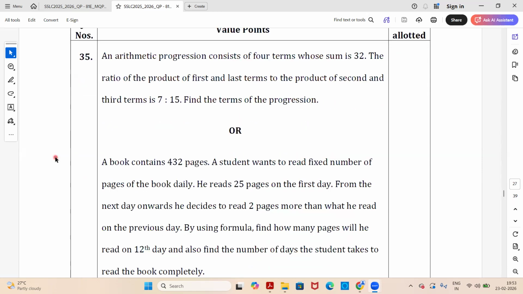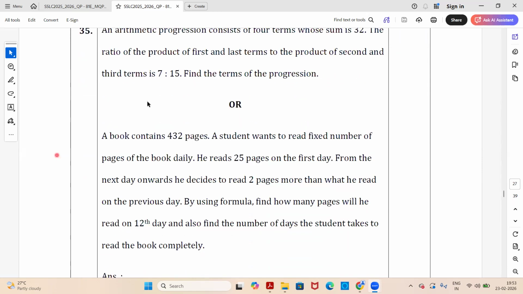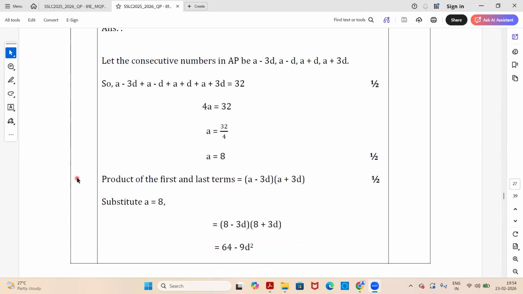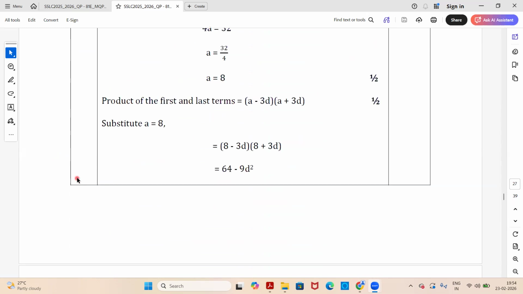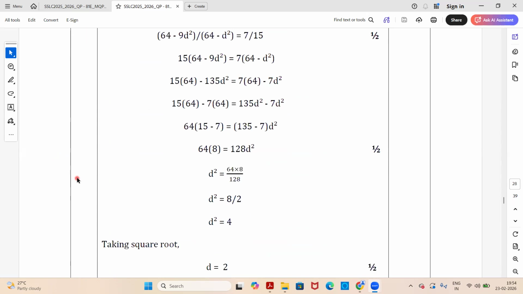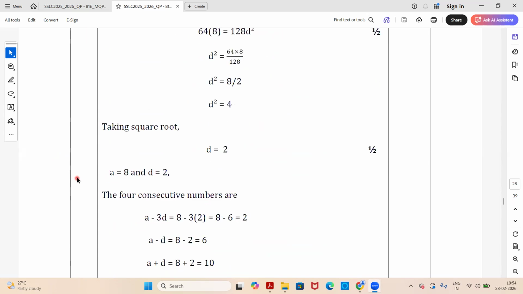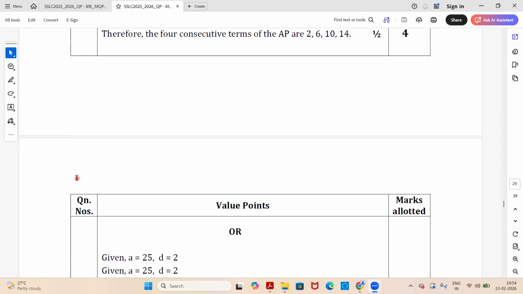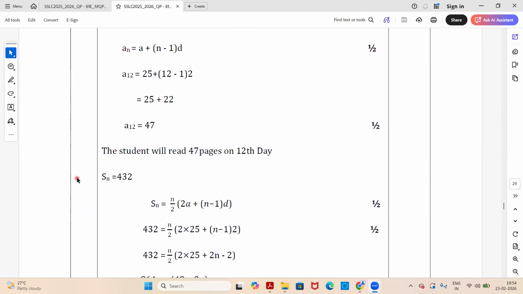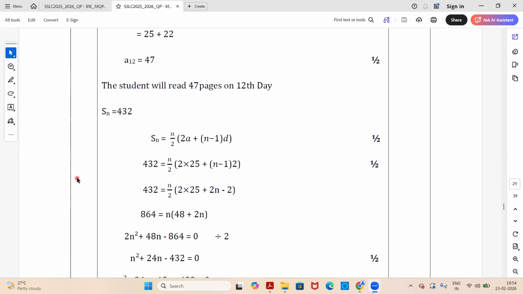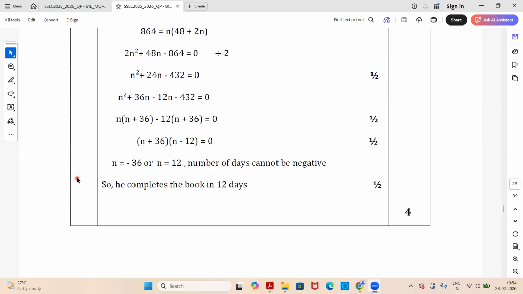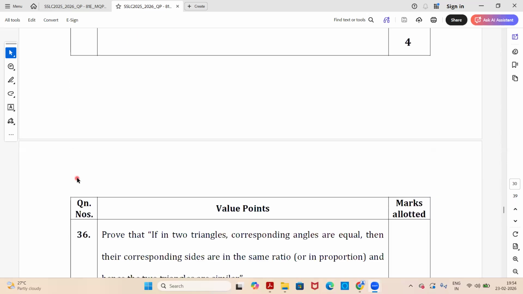And then we have 35th question. Again, we have option in it. 2 questions are here. So answer for the first question. And this is the answer for the second question. Long steps, many steps, but each step carries marks, so it's very important.